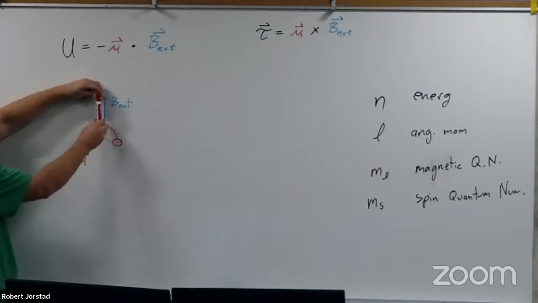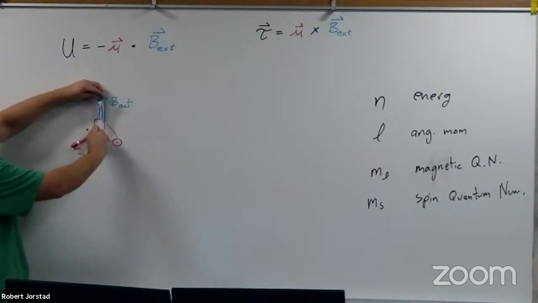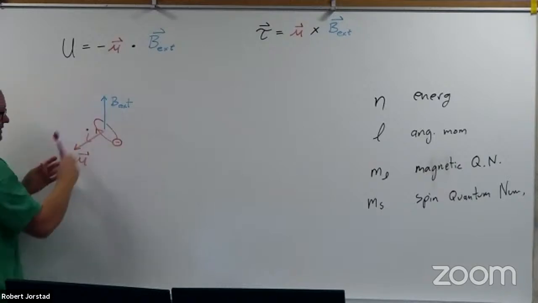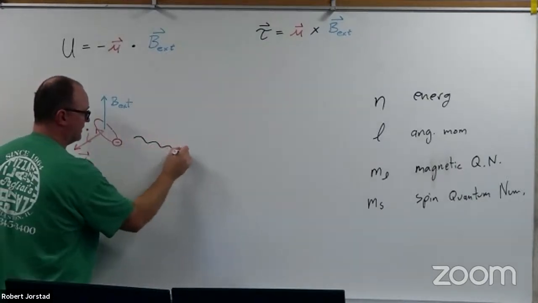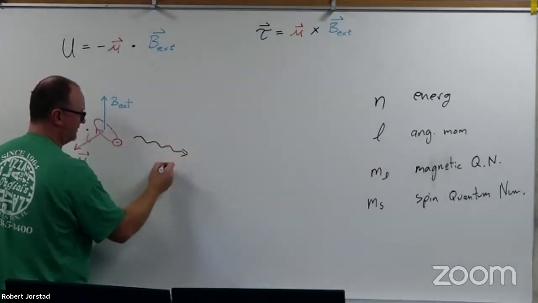Now it may have to give off some energy. If this wants to snap to that location, there's a change in energy. If you change the energy, maybe you could emit a photon.